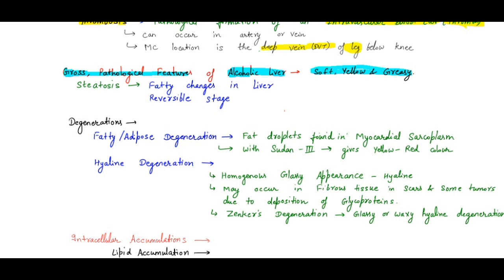And next is steatosis. What is steatosis? Steatosis simply means fatty changes in the liver. It can be reversible. Yes, it is a reversible stage. It can be reversed. There are fatty changes in the liver.